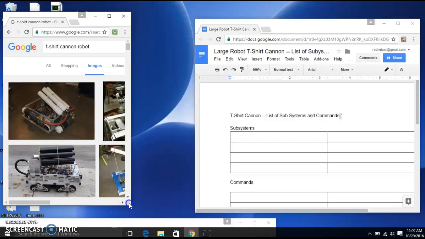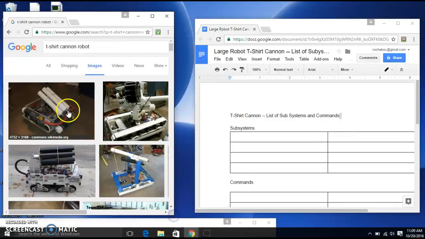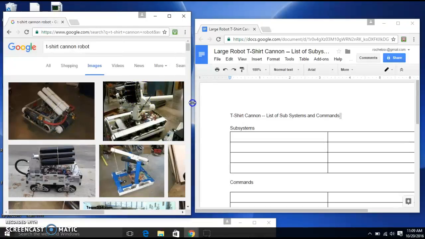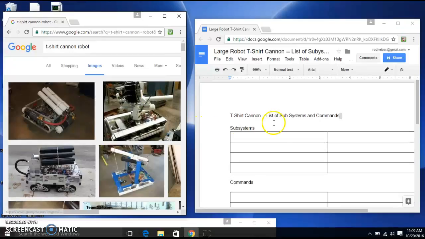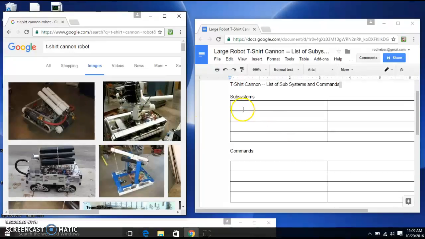Just looking at any one of these robots, it looks like we're going to have to build something that has massive power in here. I hope we can do that, or some kind of massive gun. But one of the things a robot's going to have is a bunch of different subsystems. And here's the thing: can you think of the subsystems that we need? I'll give you some time. What I want you to do is write them down.